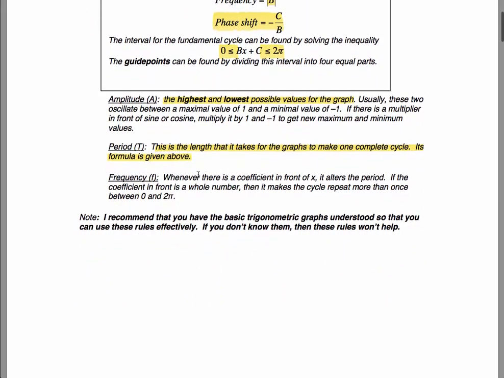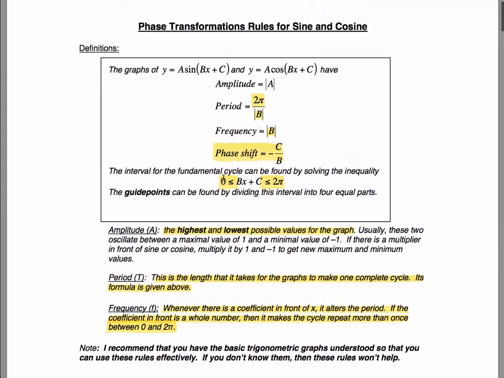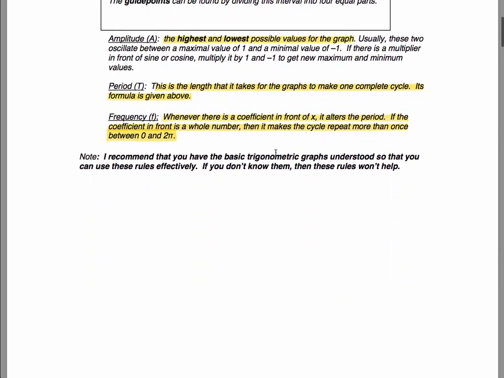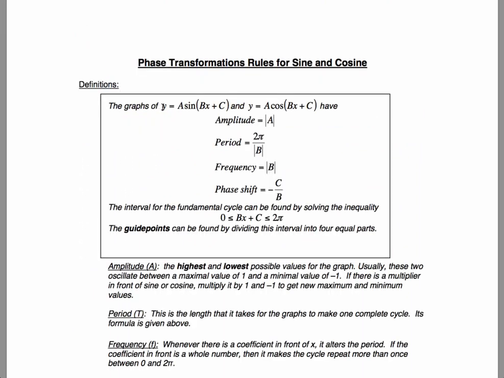So this was the frequency definition. It was telling us that whatever the coefficient is right there, it tells us how many cycle repeats we have. All right? So those are the basic terms and concepts you need to know for graphing sine and cosine.